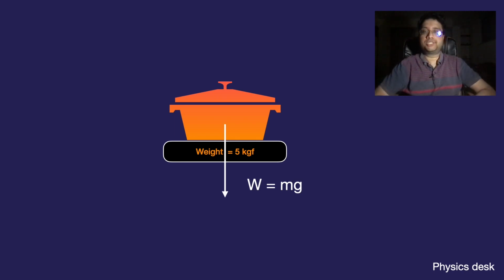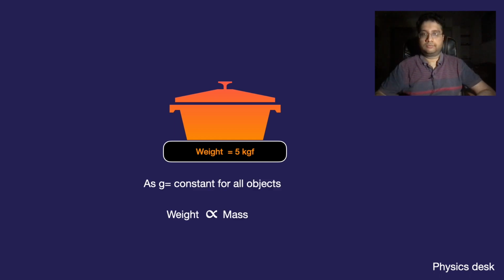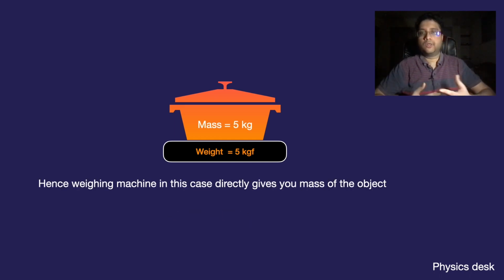Weight is the gravitational force of the Earth on the object, which is mg, mass times acceleration due to gravity. From this we get the mass of the object as W by g. But as the acceleration due to gravity g is the same for all objects at a place on Earth, weight becomes directly proportional to the mass of the object. Hence in this case you also get the mass of the object as 5 kg.